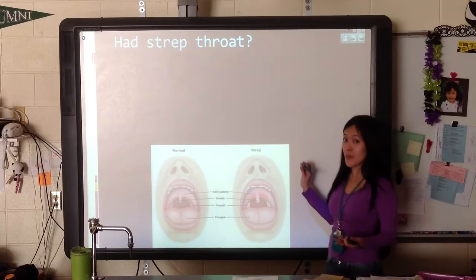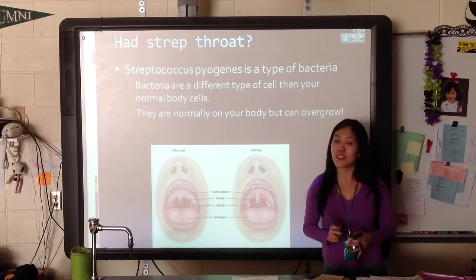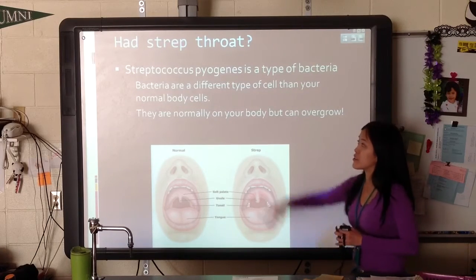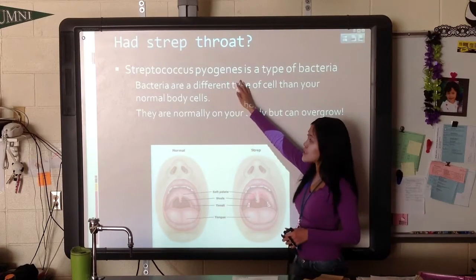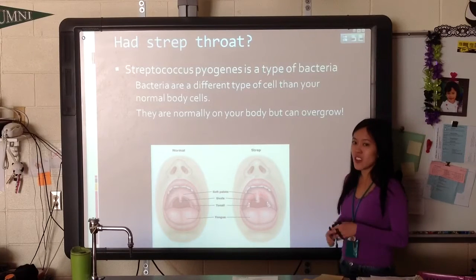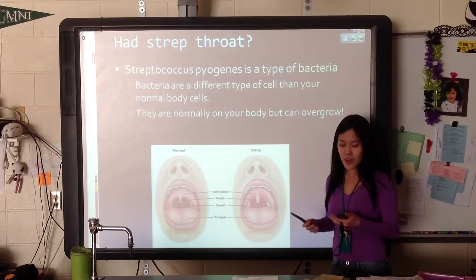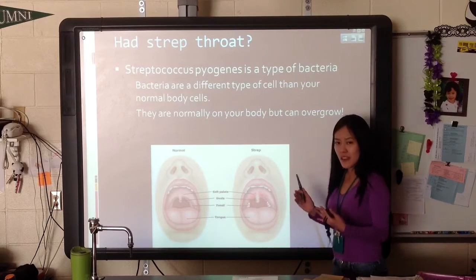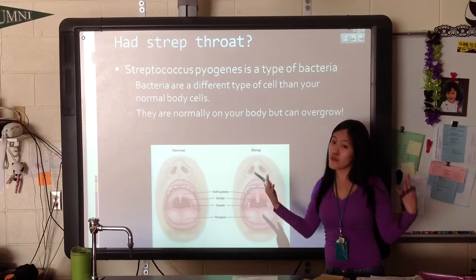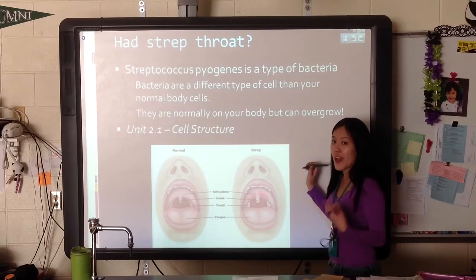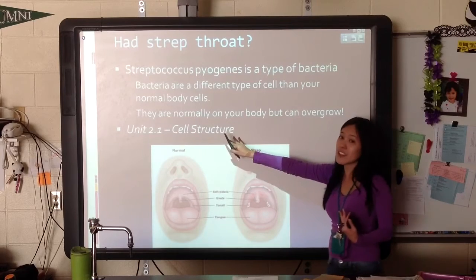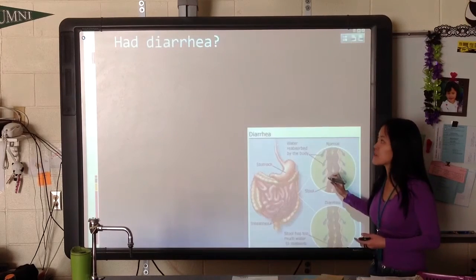Have you ever had strep throat? Well, strep throat is caused by a bacteria known as Streptococcus pyogenes. And these bacteria actually are normally found in your body, but whenever you're sick, things are a little out of sync and they can actually overgrow. So naturally, you have bacteria all over. And this will relate to cell structure.